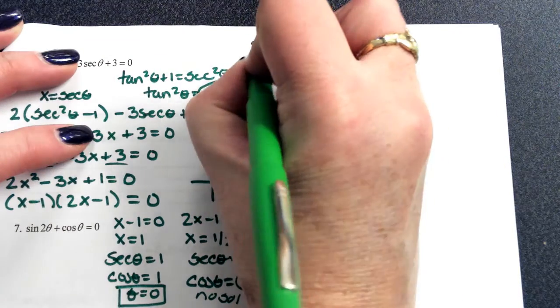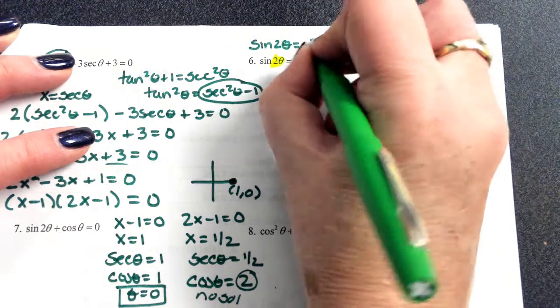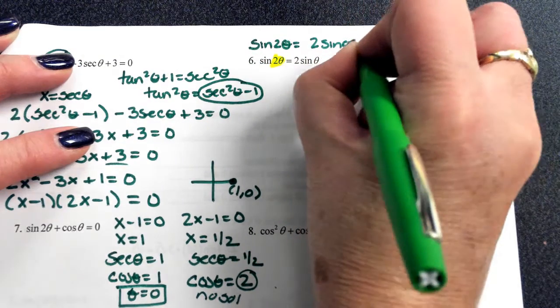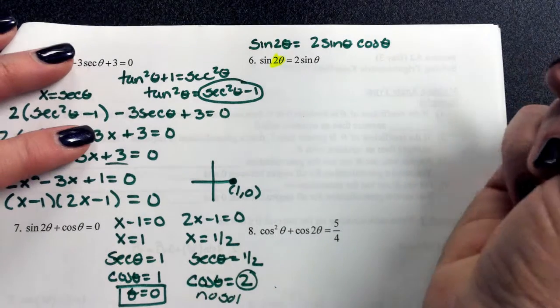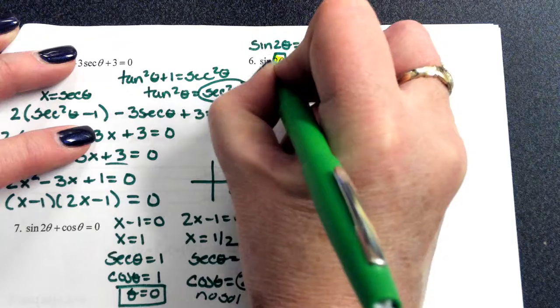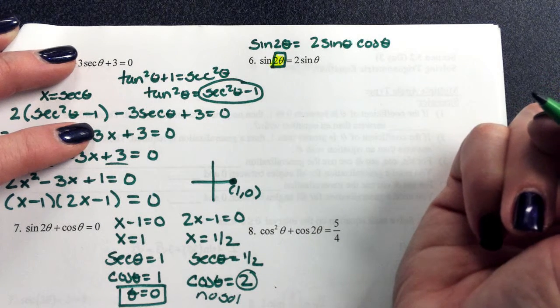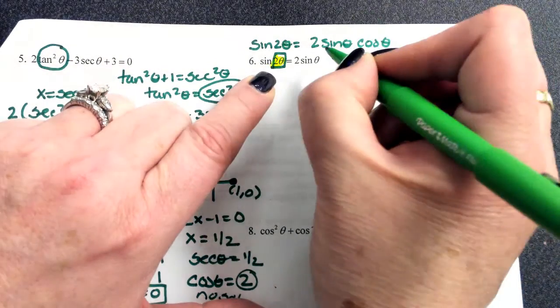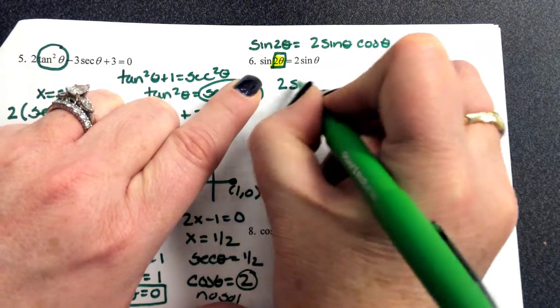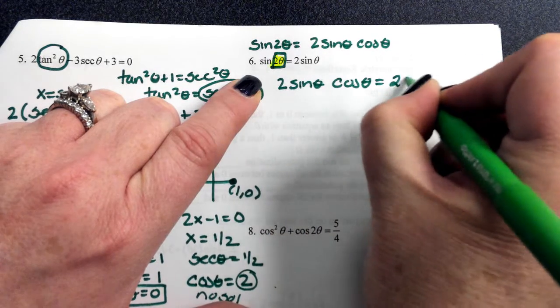Remember, the sine of 2 theta, your double angle formula for sine, is 2 sine theta cosine theta. Again, you've got to rewrite it so that you do not have that coefficient of 2 in front of theta. So I can replace this whole sine of 2 theta with 2 sine theta cosine theta is equal to 2 sine theta.